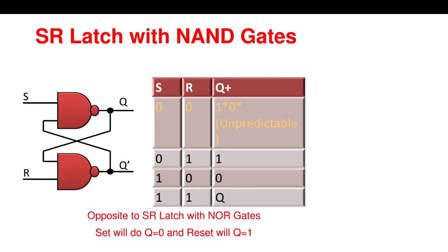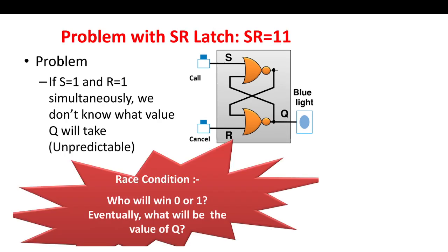So the SR latch with NAND gate is opposite to the SR latch with NOR gate, where set will do Q is equal to 0 and reset will do Q is equal to 1. And 1 1 was forbidden there. Now here 0 0 is the unpredictable output, whereas 1 1 is the stored output. So now the problem of 1 1 is again to see the race condition.